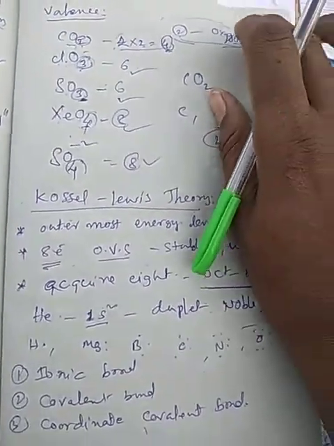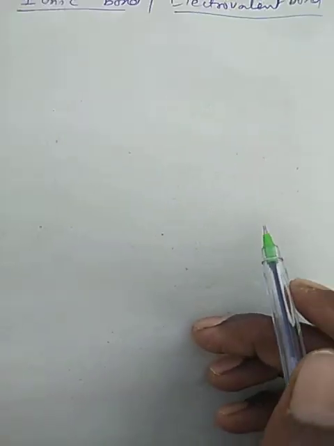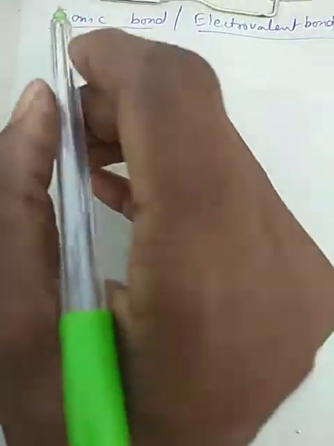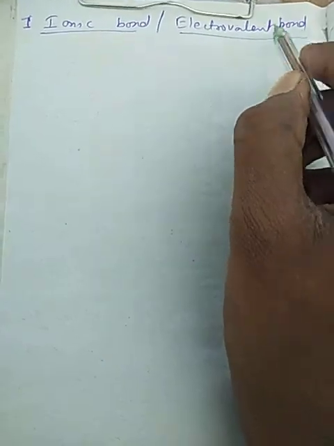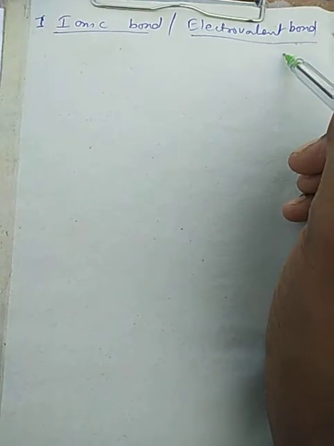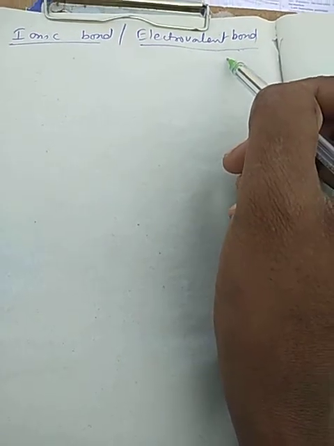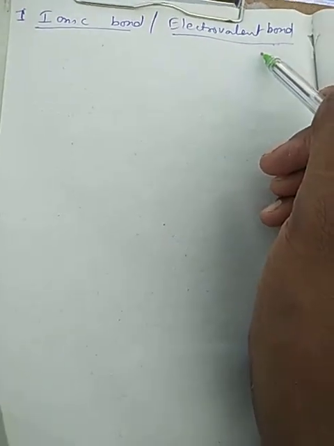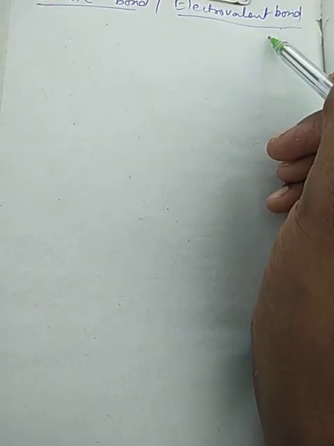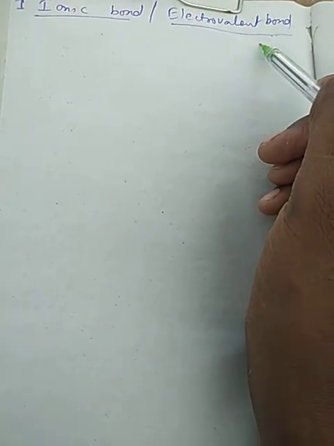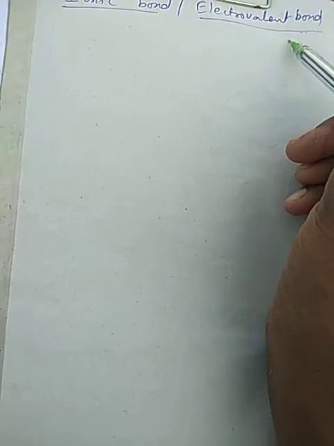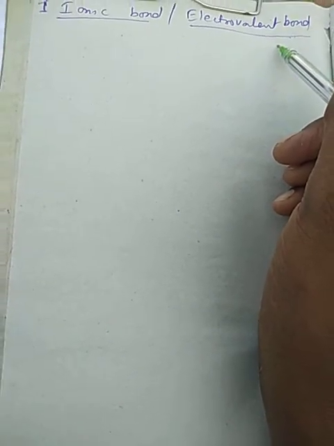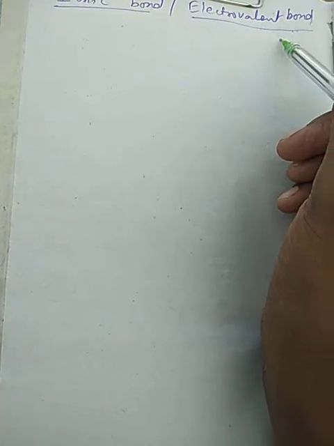Now I am going to discuss the first one, that is ionic bond, also called electrovalent bond. What is meant by ionic bond? The strong electrostatic force of attraction between two oppositely charged ions, which are formed due to transfer of electrons from one atom to another atom, is called ionic bond or electrovalent bond.